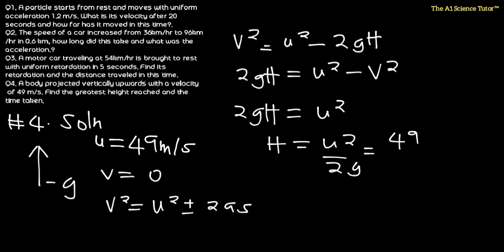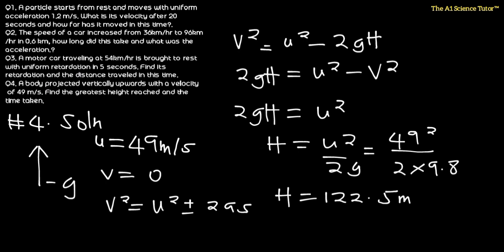So u, that is 49, and we need to square it, and then we have 2 multiplied by g. What is the value of g? You basically have an approximate value of 9.8. So that is going to be 49 squared divided by 2 multiplied by 9.8. So this is 122.5. So that basically should be in meters. So this is the distance over which the projectile was displaced.